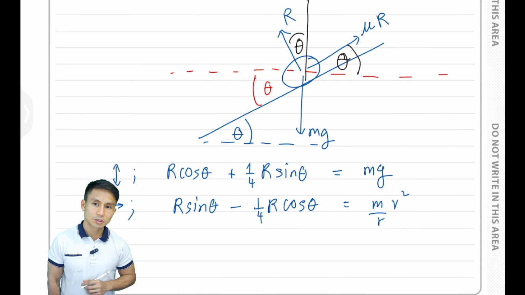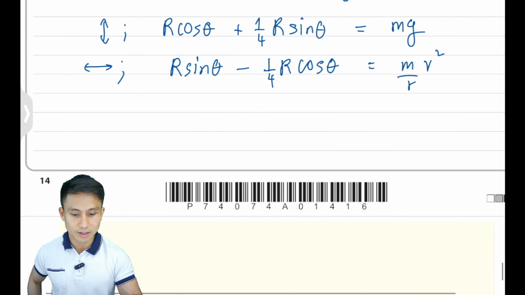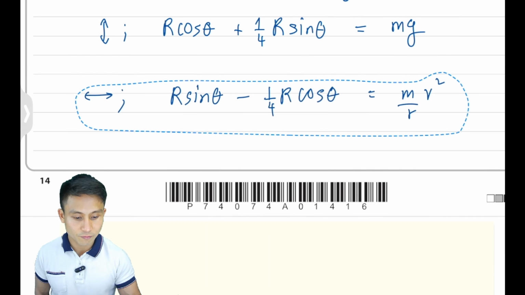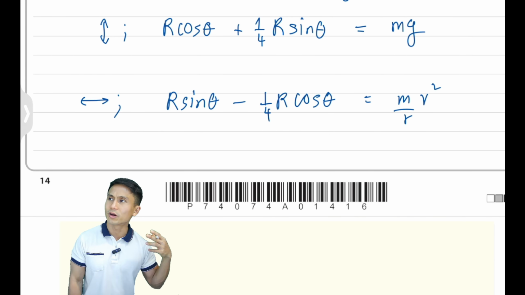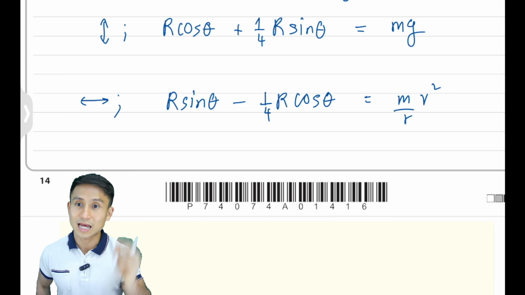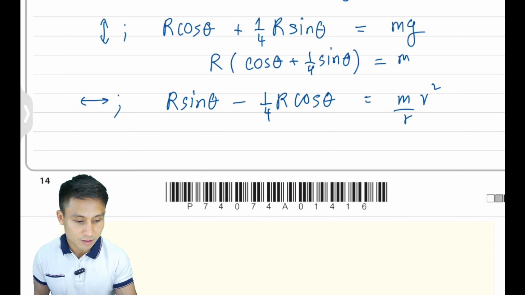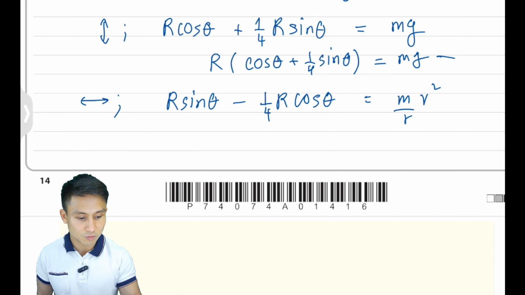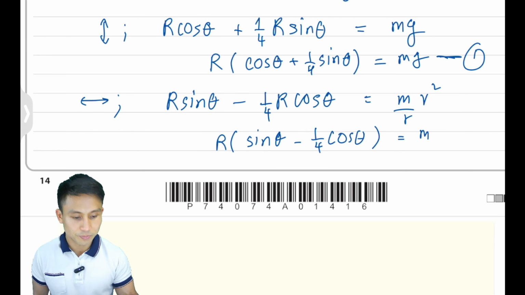So as you can see, if you factorize R out from the two equations, R will cancel because we don't know R. We don't need to know R because the question doesn't ask for R. It asks for tan theta. So I'm going to eliminate R by doing this. So R(cos theta plus 1/4 sine theta) equals mg, and that's equation 1. And this is R(sine theta minus 1/4 cos theta) equals m, and we know the v, right?